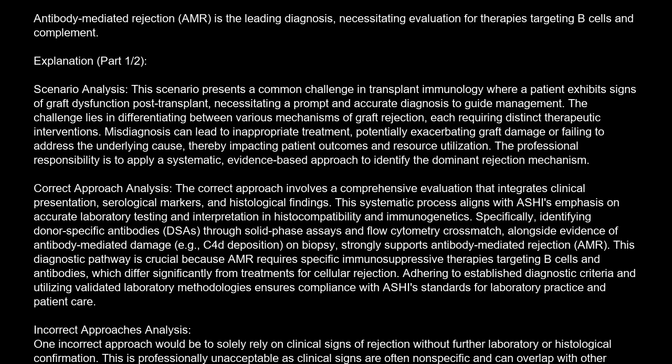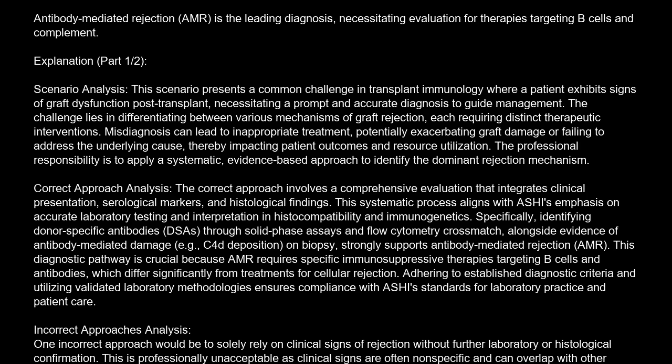Misdiagnosis can lead to inappropriate treatment, potentially exacerbating graft damage, or failing to address the underlying cause, thereby impacting patient outcomes and resource utilization. The professional responsibility is to apply a systematic, evidence-based approach to identify the dominant rejection mechanism. Correct approach analysis. The correct approach involves a comprehensive evaluation that integrates clinical presentation, serological markers, and histological findings.